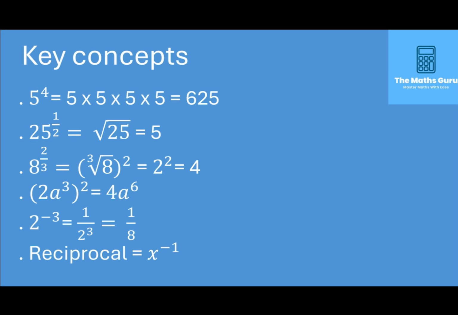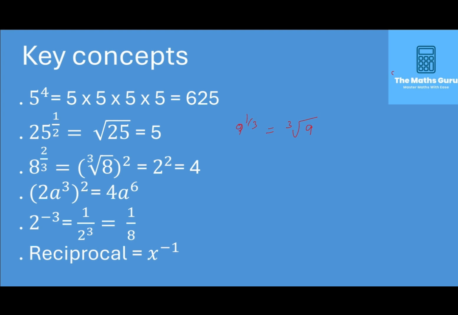The next rule is to do with fractional indices. This basically means, as you can see, 25 to the power of a half goes to root 25, which is just 5. So anything to the power of a half is just a square root. The same way, anything to the power of 1/3 would be a cube root. So if it was 9 to the power of a third, it would be the cube root of 9. That obviously doesn't simplify to anything.